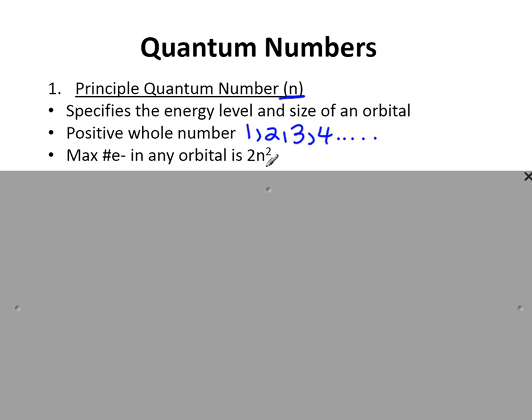So if you want a little cheat or a shortcut to find out how many electrons are in a given energy level for an orbital, it's 2n squared. Take that energy level, square it, and then double it, multiply it by 2.